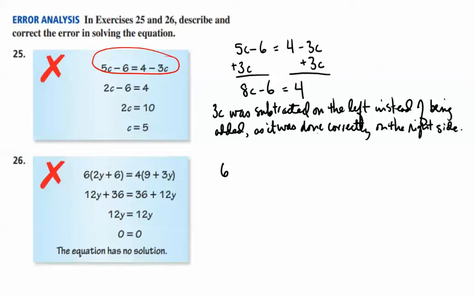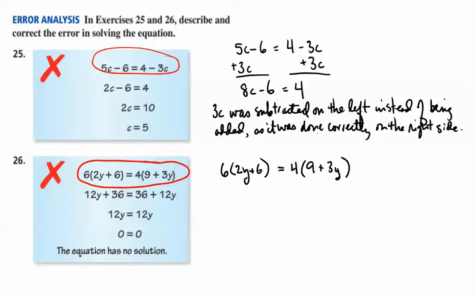Again, we'll do the same idea here. We'll start with the initial equation, and so we have 6 times the quantity 2y plus 6 is equal to 4 times the quantity 9 plus 3y. We want to distribute on both sides of the equal sign. And when we do, we have 12y plus 36 is equal to 36 plus 12y.